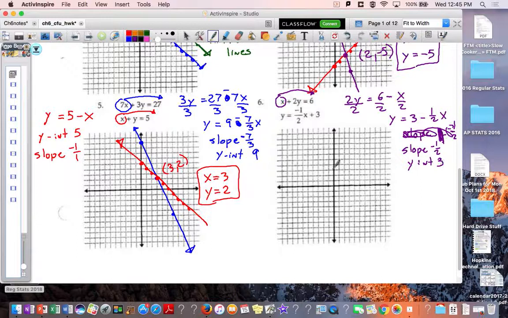Okay. So start at 3, down 1 to the right 2, down 1 to the right 2. Do that process all the way through. Okay. So go do the same thing going the other direction. I got my line. Okay.